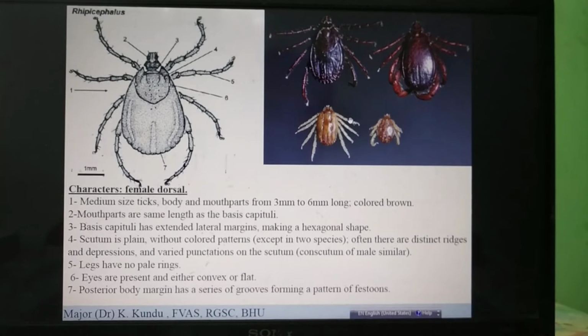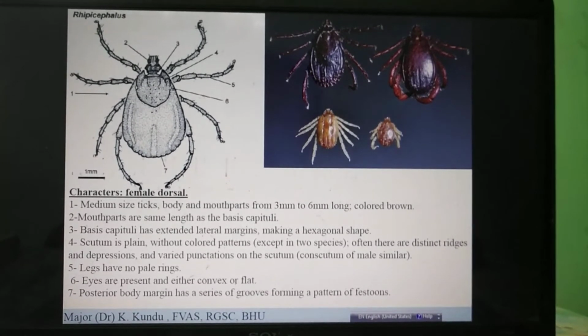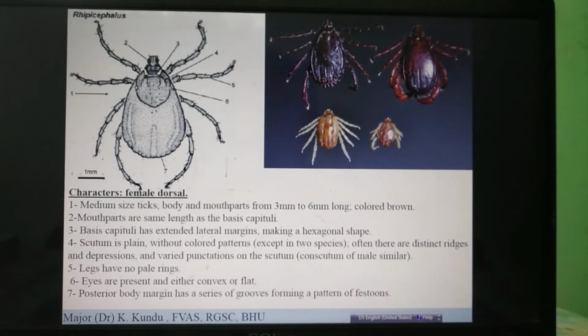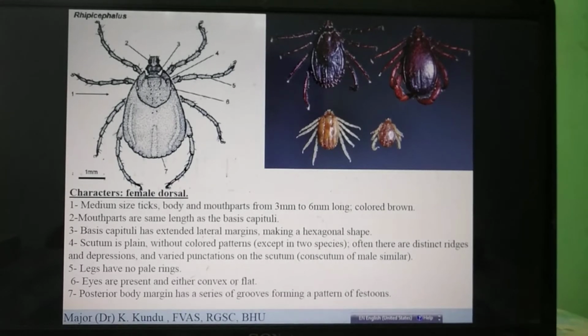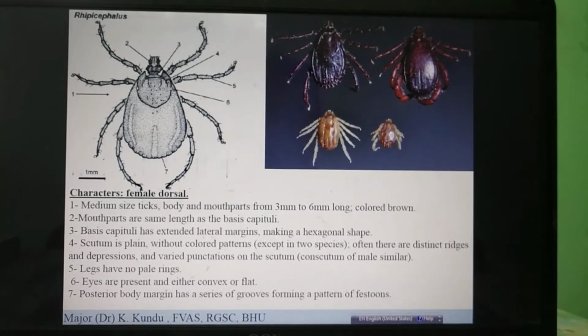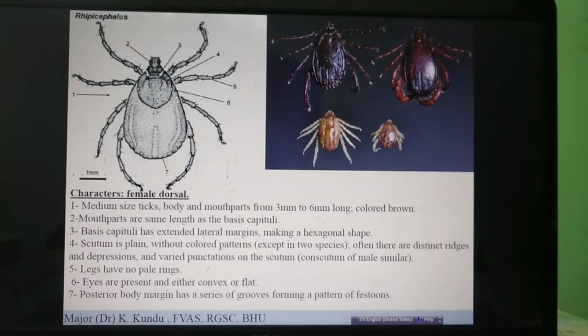Now if the video is too long, I will divide the video into two halves, not a worry. So this is the first part, that is the Rhipicephalus. So Rhipicephalus is a hard tick. Now there was a genus earlier known as Boophilus.